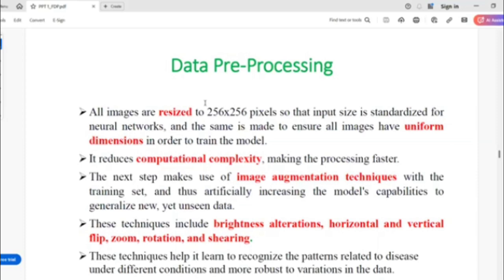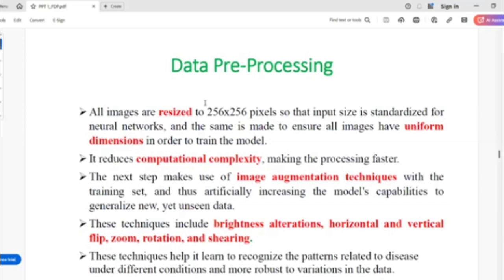This data augmentation can be applied to various types of data. It's not only about images. It can be on text, on audio, and on time series data also. Mostly, this augmentation technique in computer vision or deep learning is used on images.